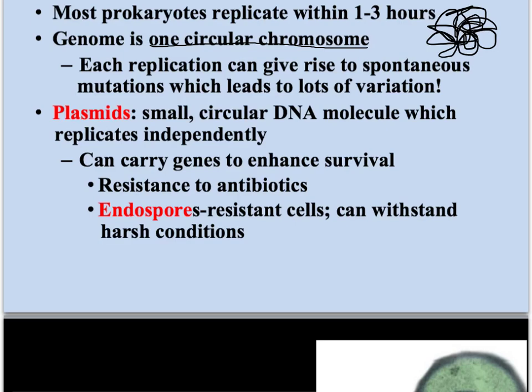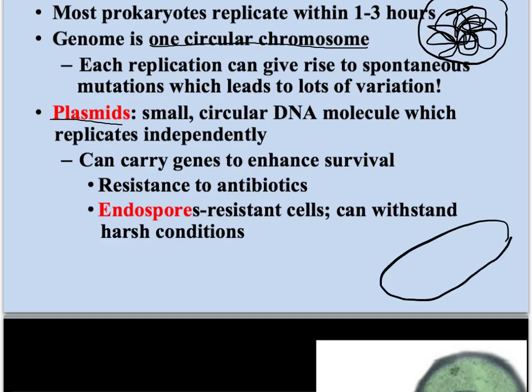So, plasmids, these are outside this genome. They're small circular DNA molecules which replicate independently. So they can carry genes to enhance survival, kind of off on their own. So resistance to antibiotics, or the genes to produce an endospore, which are resilient cells.